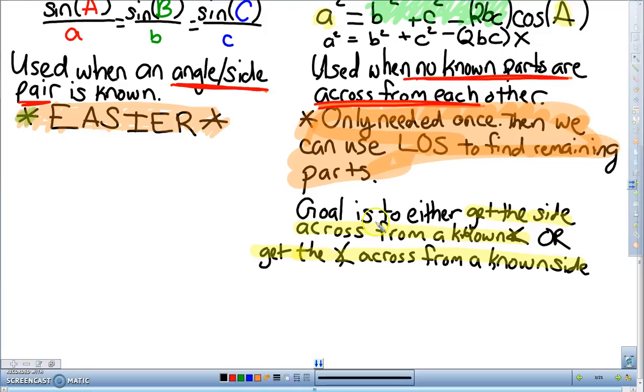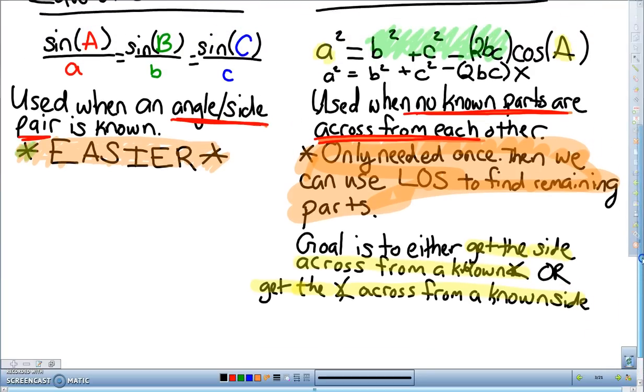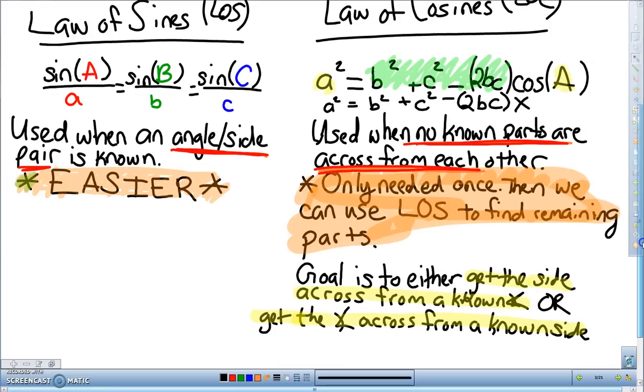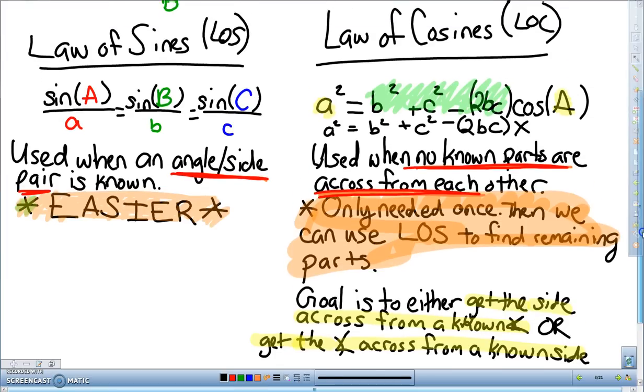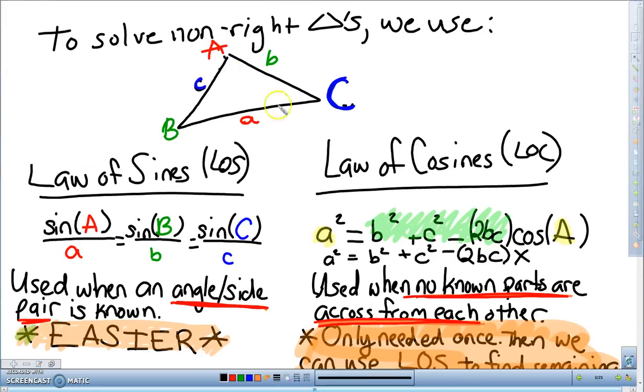Whenever we use law of cosines, the goal, if we look back up here, is to solve for either a side that's across from a known angle, or an angle that's across from a known side. So let's say in this triangle up here, I know this side, angle, side. The goal for law of cosines would be to find angle B, which is across from this known side, or angle C, which is across from this known side, or side A, which is across from this known angle.